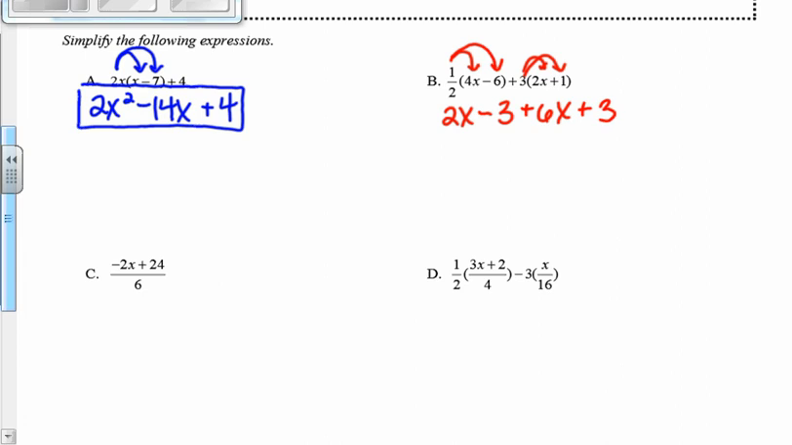In this case, unlike A, we can actually combine some terms. So 2x plus 6x is a total of 8x. And then we have a negative 3 plus 3. So we could put a plus 0 here if we wanted to, saying that we combine those terms. Or we can just leave our answer as 8x. And again, that would be our final answer. This one's simplified much more nicely than A.